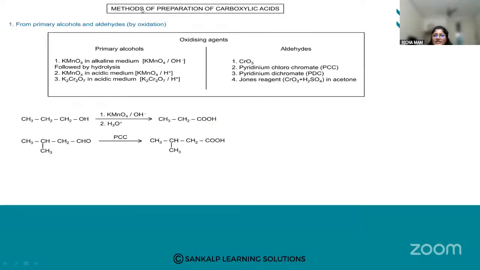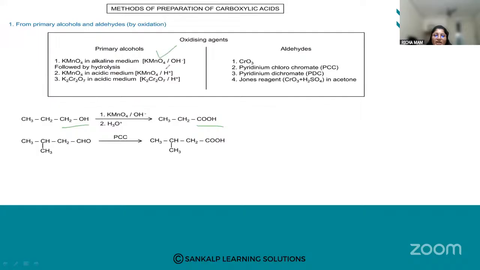Yes. So let us see the methods of preparation of carboxylic acid. First one is from primary alcohols and aldehydes. So from primary alcohols and aldehydes, we can convert the primary alcohols to carboxylic acid.